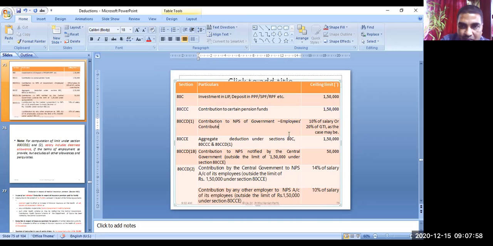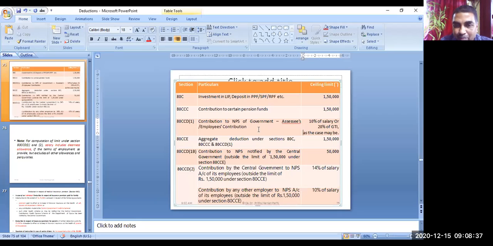10% of the salary. I'm writing it. This is the employee's contribution or assessee's contribution. How much is it? 10% of the salary, and if he is not an employee, just an assessee, then 20% of the gross total income, as the case may be. That you have to remember. 10% or 20%: 10% of the salary if he is an employee, 20% if he is not an employee. Okay, that you have to remember.